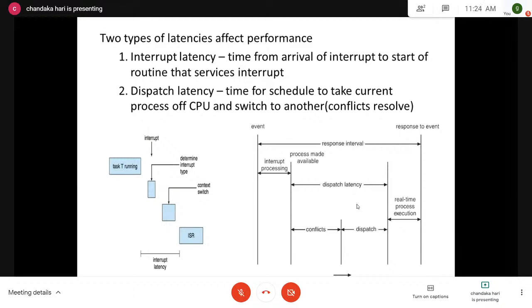You know what a dispatcher is? The dispatcher is responsible for doing the context switch, saving and restoring, followed by loading a new program and setting the starting address. Everything is going to be done. After that, the real-time process is going to be executed. So that is the minimum time that is required to respond to a real-time process.